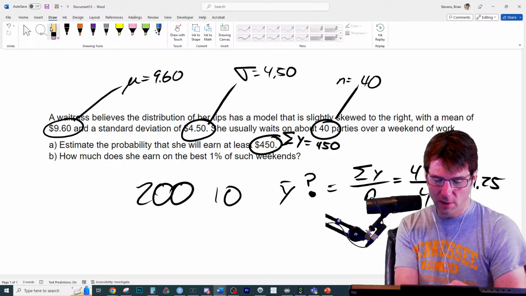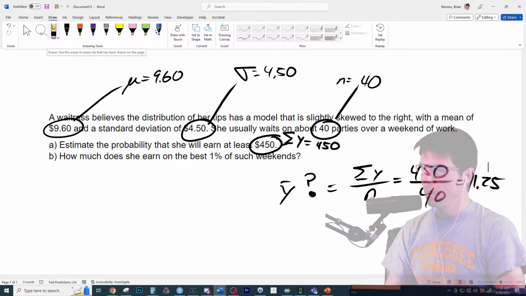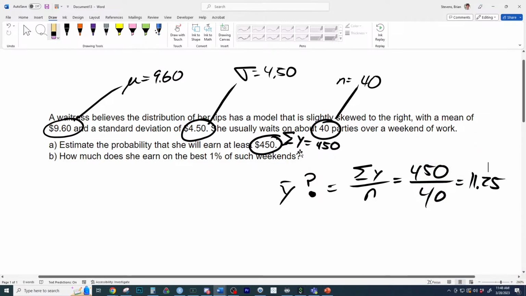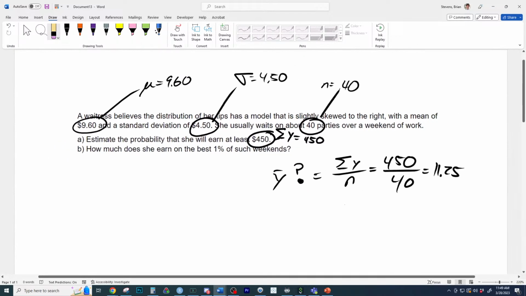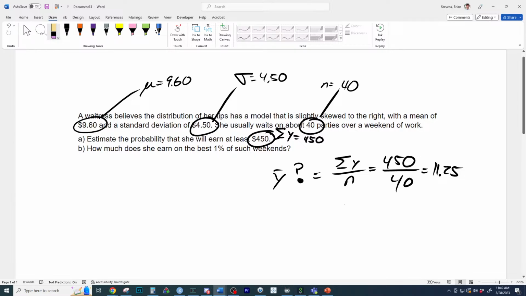And so that's why we're doing this right here, because that's the total money she wants to make. She wants to make 450, the sum of her tips. That's the sum of the Y observations. So the average tip she would need right there. So a little tricky on the notation. We had to throw in Y, which is observations, the sum of her tips, and then the best 1% of weekends.